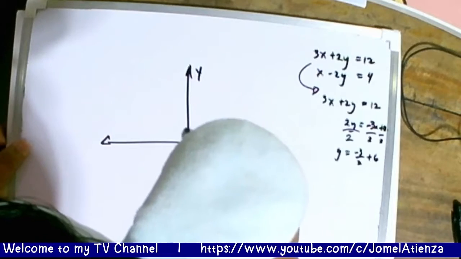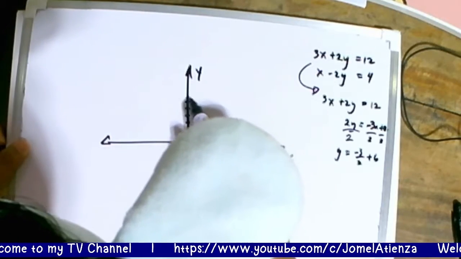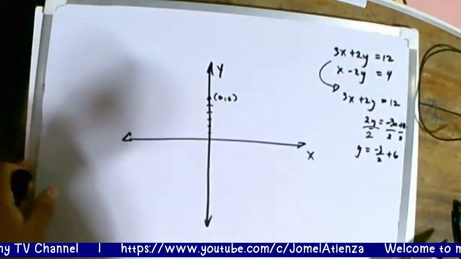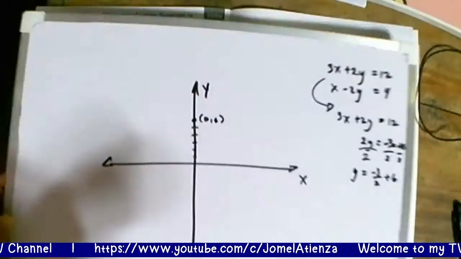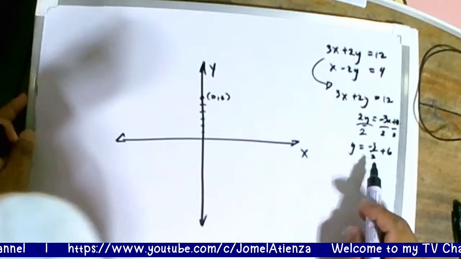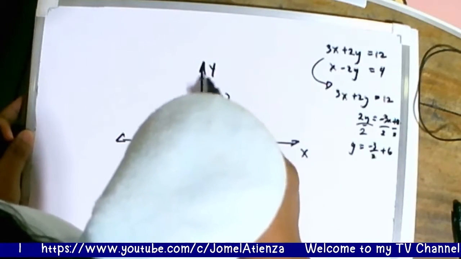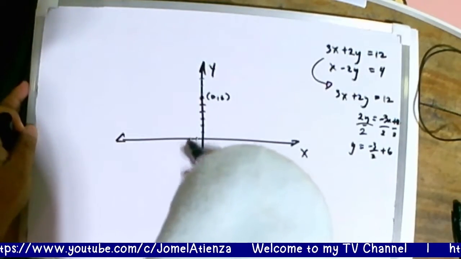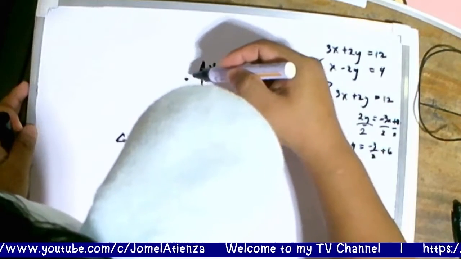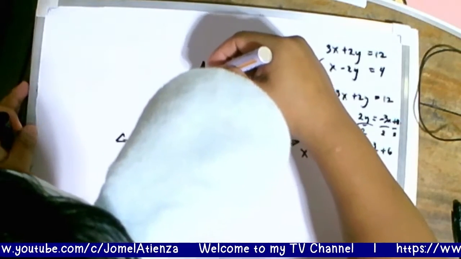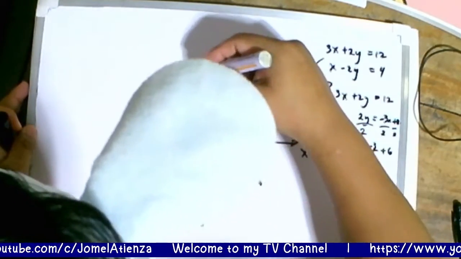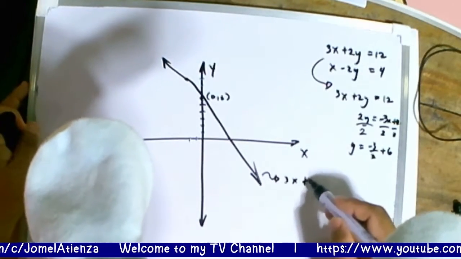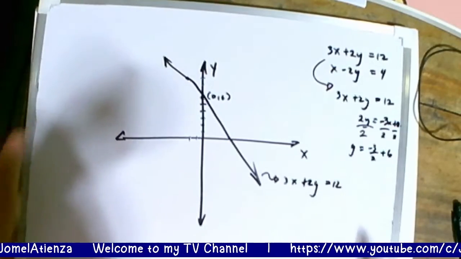So we have 1, 2, 3, 4, 5, 6. So ito yung (0, 6). And then, to get the second point, we have 1, 2, 3, and then going to the left kasi negative siya. So 1, 2. So dito po yung ating second point. Then connect the two points. Okay? So ito yung graph ng 3x plus 2y equals 12.